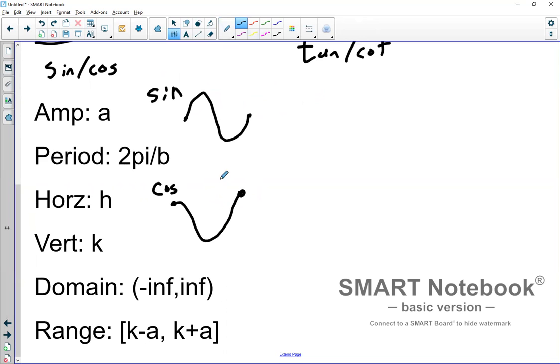That's 1 period. Notice this is going to be the same thing. It's just shifted a little bit. Okay. So the look should be the same after you do a couple of waves, you know?